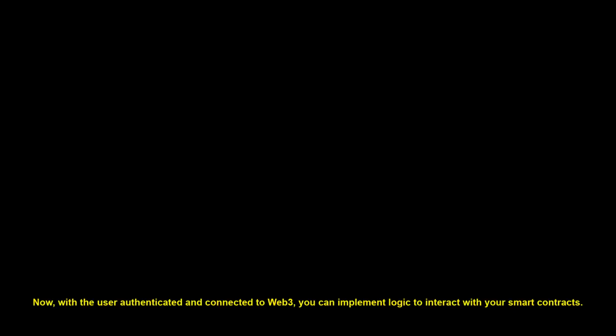Next, you will need to connect to a Web3 provider. Check if a Web3 provider is available in the browser, such as MetaMask. If a provider is available, create a new Web3 instance by passing the provider to the Web3 constructor. Now, with the user authenticated and connected to Web3, you can implement logic to interact with your smart contracts.